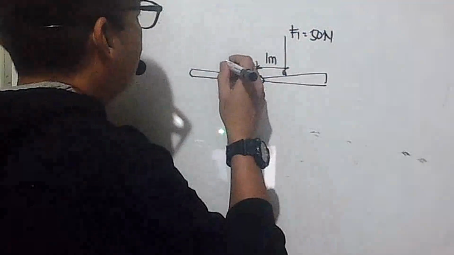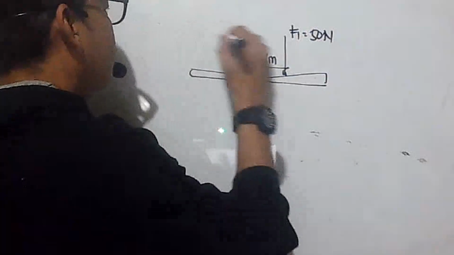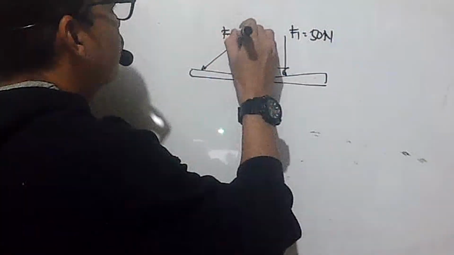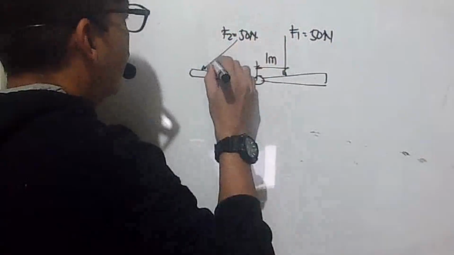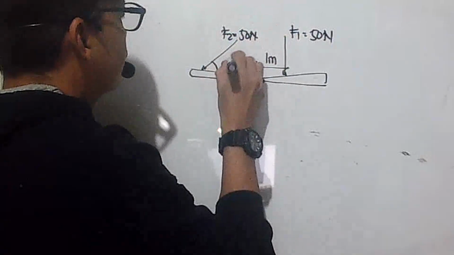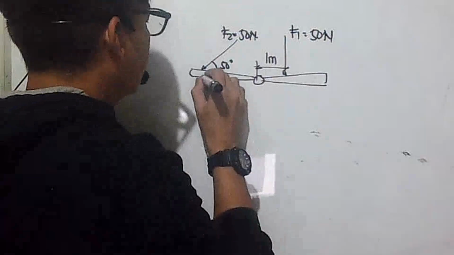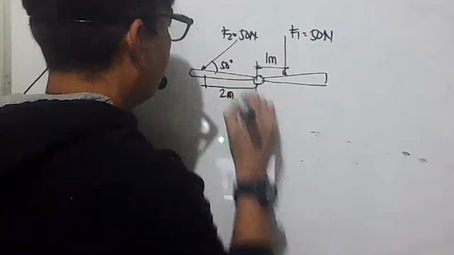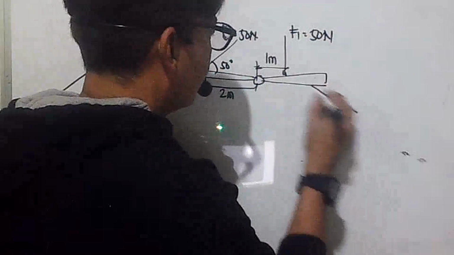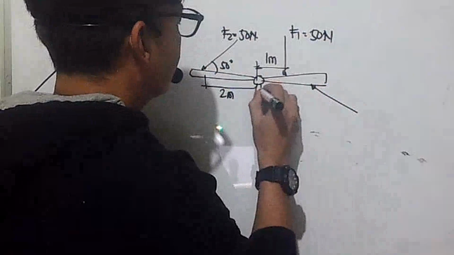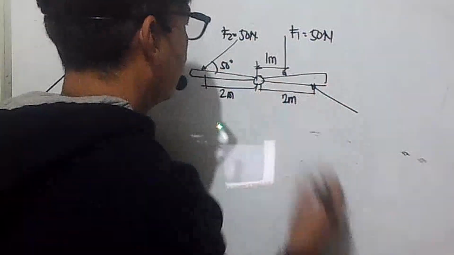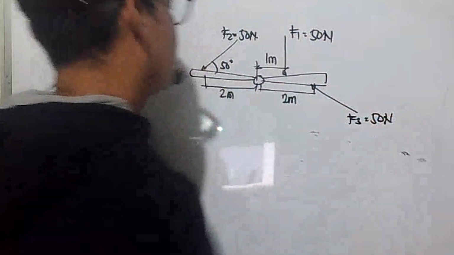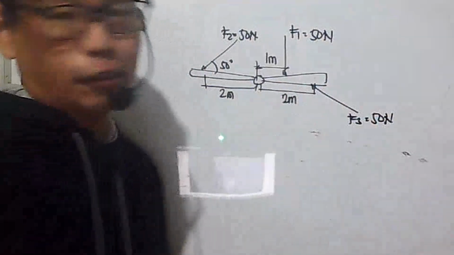So we have another force. Let's say the force is acting in this direction. F2 is equal to, again, 50 newtons at an angle of, let's say, 50 degrees, and a distance that is longer, let's say 2 meters. Another force here with an angle again, at a distance of 2 meters. F3 is equal to 50 newtons again. So all three forces have a value of 50 newtons.